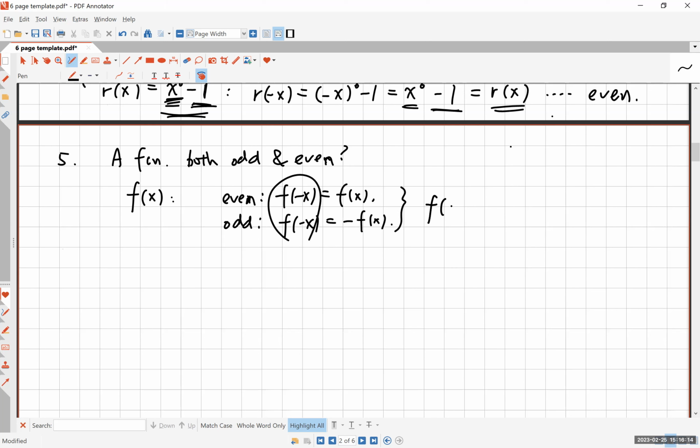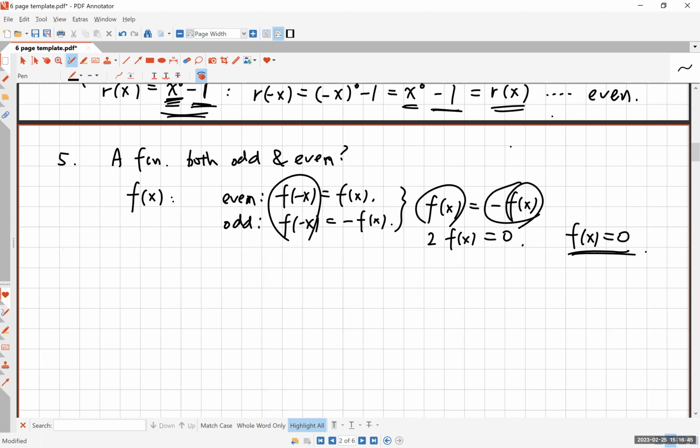So that means if a function is to be both odd and even, f of x must be equal to negative f of x. What does that mean? Well, you can add f of x to both sides if you want. Basically f of x has to be equal to 0. For a number to be equal to its opposite, that number has to be 0. And this has to be true for all x.